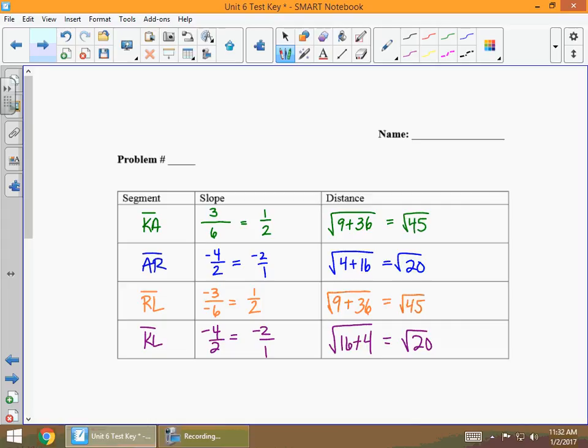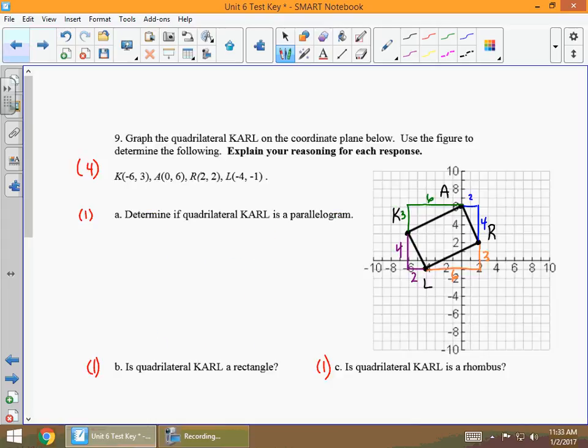So the first 4 points are having all of this information, having all the slopes and all the distances. So what does part A ask us now? As I look at part A, it says determine whether Carl is a parallelogram. And the answer is yes, it is. And you need to choose why. There are a bunch of different reasons.